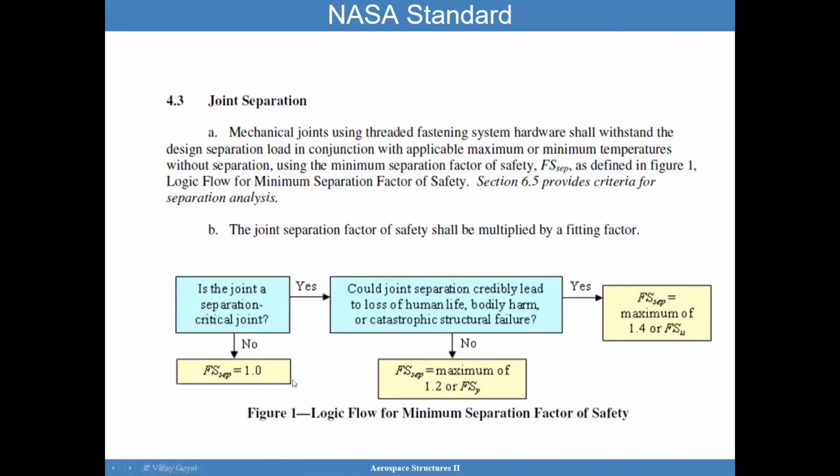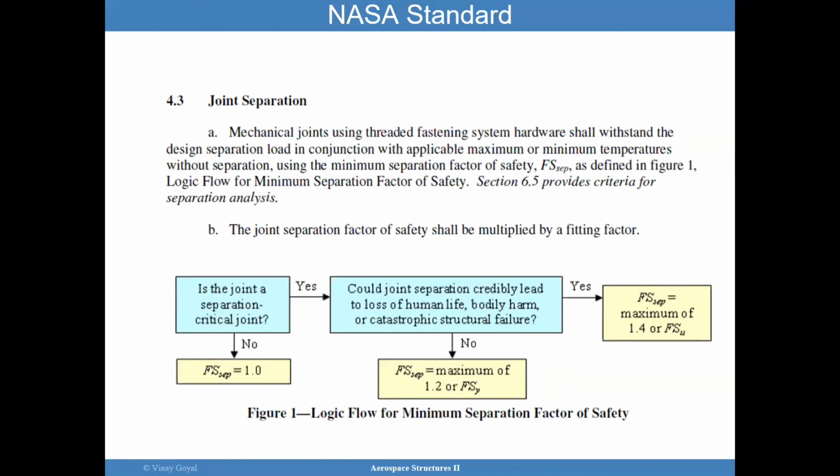Joint separation is another one that we had discussed earlier. Ideally, we don't want to have a joint separation issue, and so factor safety is typically applied to prevent that from happening. We also include a fitting factor sometimes to make these joint calculations a little bit better. But we want to make sure that these mechanical joints using threaded fastening systems can withstand the design separation and ensuring that we're accounting for maximum, minimum temperatures, that we're using the minimum separation safety factor.